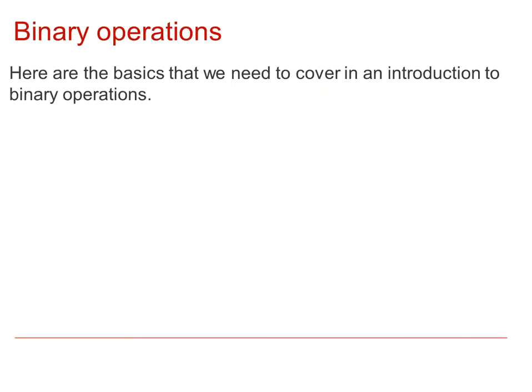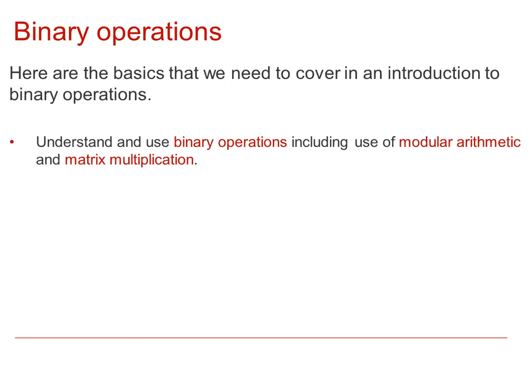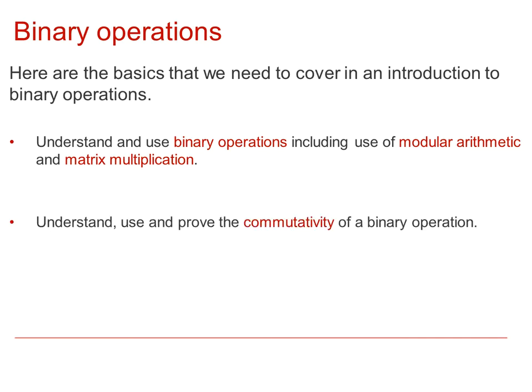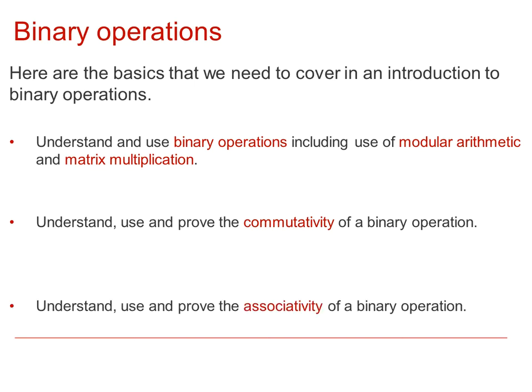In the video, what I hope to be able to do is to define what we mean by a binary operation, and we'll in particular be looking at two types, modular arithmetic and matrix multiplication, as examples of binary operations. The two main properties that we need to understand are those of commutativity and then the second one, associativity. Those we'll both look at later on in the video.